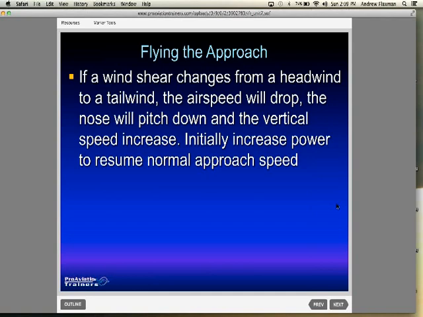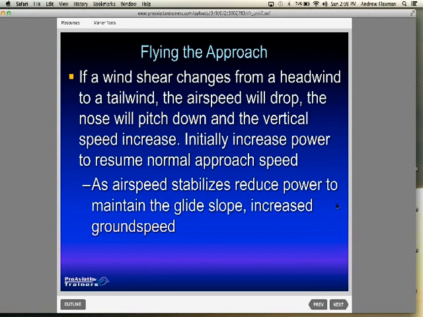I'd also fly a little bit higher on the glide slope as well, just because, let's say you are in IMC and there is a possibility of thunderstorms. It's possible you're encountering a microburst or a severe wind shear situation. As airspeed stabilizes, reduce the power to maintain the glide slope, increase the ground speed. So for the book, maintain the glide slope.